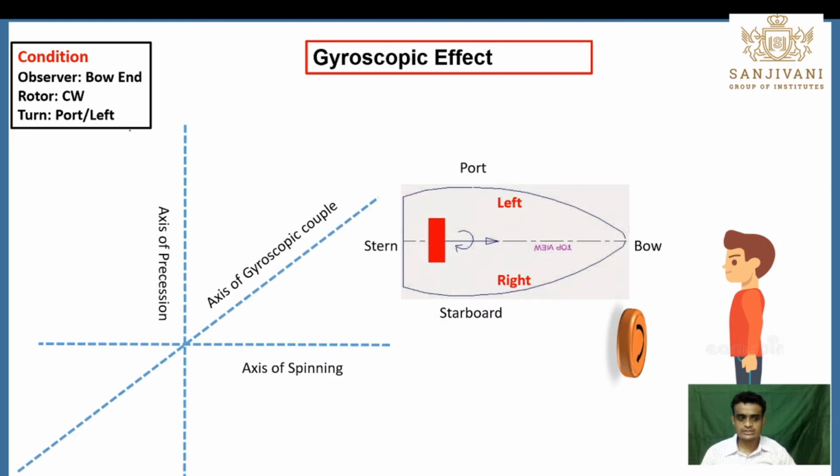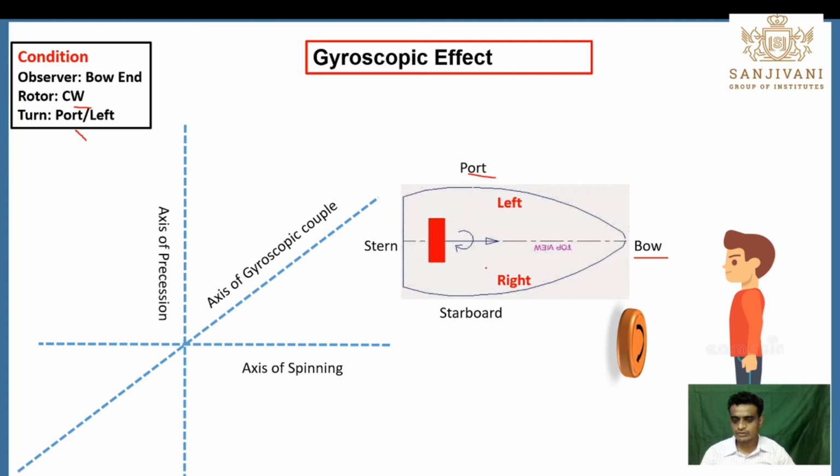Now we are going to consider the first condition: the observer is looking from the bow end, that means the nose or the front end. The rotor rotates in the clockwise direction, and the ship is taking the turn towards the port end. Port end means towards the left-hand side.